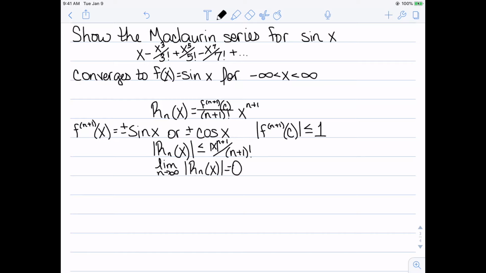And if I take the limit as n goes to infinity of this thing, the absolute value of x to the n+1 over (n+1) factorial, we once again get 0. So the absolute value of the remainder has to be less than or equal to 0, which means it has to be equal to 0. Therefore, this one will always converge to sine of x.